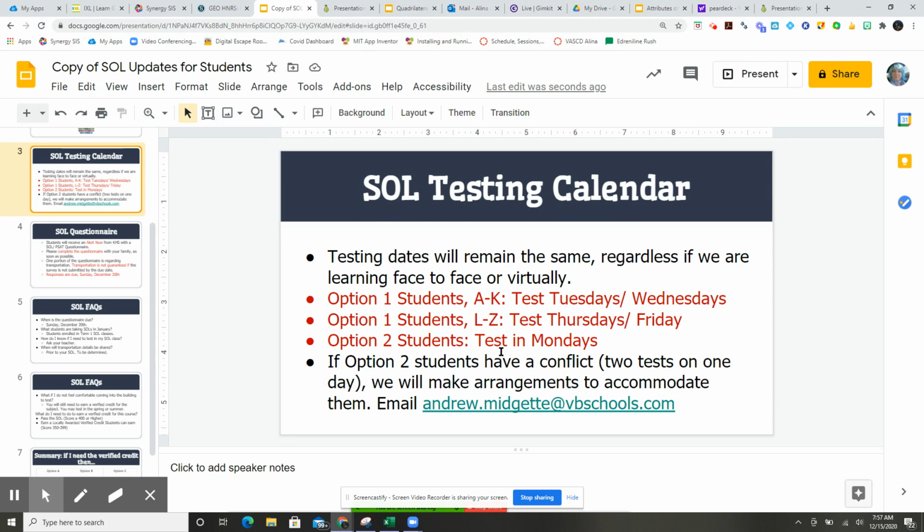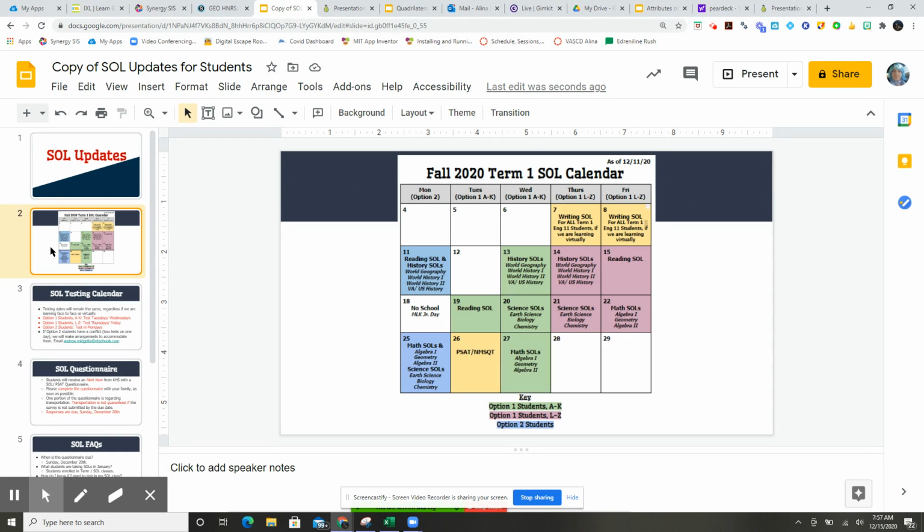This is the schedule. So A through K students that were option 1, L through Z option 1 students, or all of the option 2 students. If you're scheduled because you're option 2 for 2 tests on the same day, you need to contact Mr. Midget. Okay, so this is a link to his email. The calendar is right here. So take a minute and think about your schedule and see what tests you would need to take. All of my A through K option 1 students that were in the building in October are going to test on Tuesdays and Wednesdays.